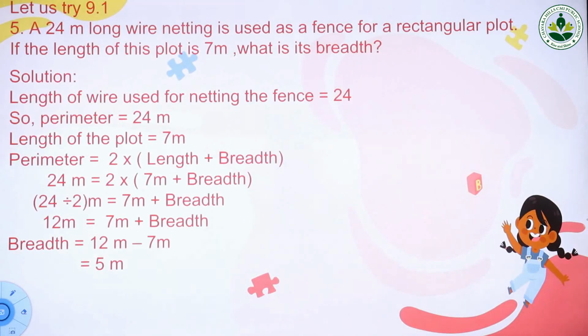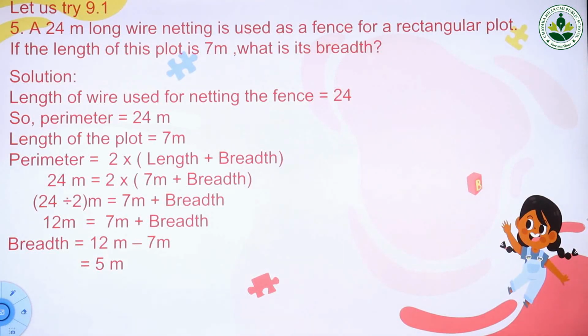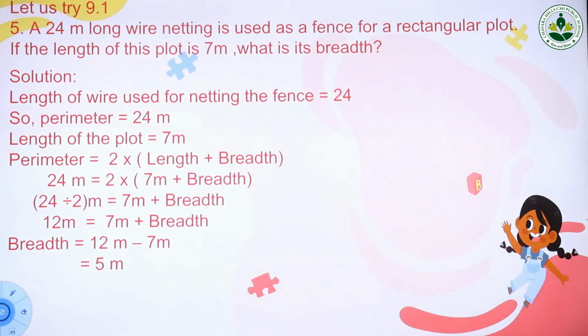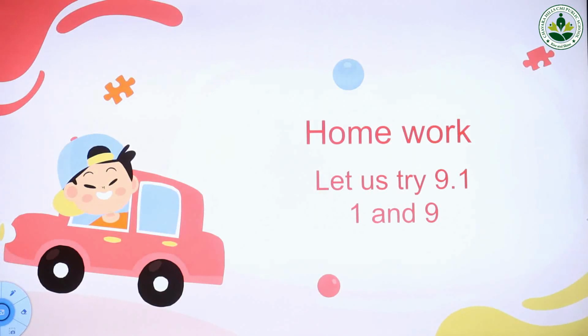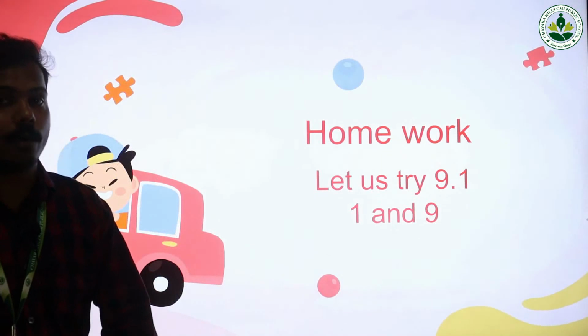Length of the wire used for the netting fence is equal to 24 meter. That means the perimeter is 24 meter. Length of the plot is 7 meter. Perimeter is equal to 2 into length plus breadth. From the equation we can write 24 equal to 2 into 7 meter plus breadth. That means 24 divided by 2 is equal to 7 plus breadth. 24 divided by 2 is 12. 12 equal to 7 plus breadth. So breadth is equal to 12 minus 7. Answer is 5.